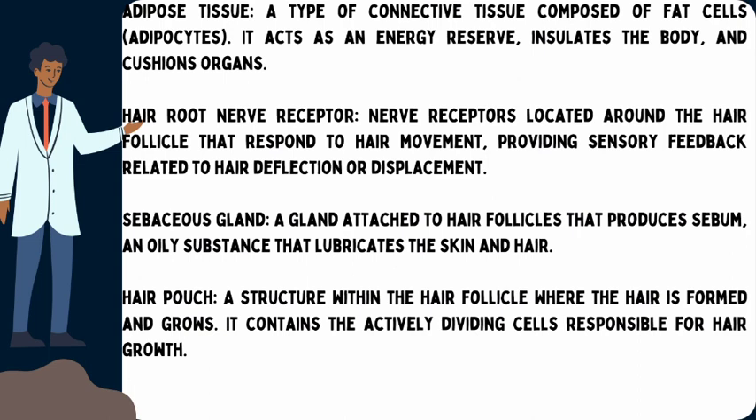13th, hair root nerve receptor. Nerve receptors located around the hair follicle that respond to hair movement, providing sensory feedback related to hair deflection or displacement. 14th, sebaceous gland, a gland attached to hair follicles that produces sebum, an oily substance that lubricates the skin and hair. 15th, hair pouch, a structure within the hair follicle where the hair is formed and grows. It contains the actively dividing cells responsible for hair growth.